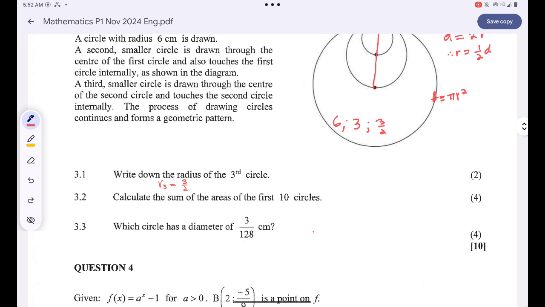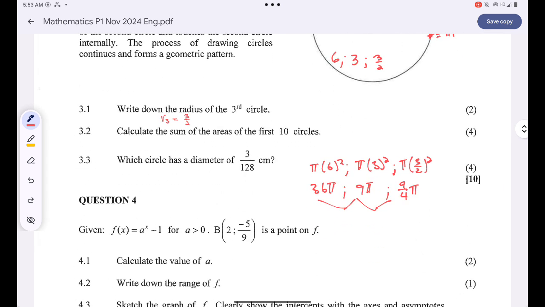For circle number 1, that's pi times 6 squared. Circle number 2, that's pi times 3 squared. Number 3, pi times 3 over 2 squared. And then that's just 36 pi, 9 pi, and then 9 over 4 pi. I can simply find the common ratio over here. What is 9 divided by 36? Let me check. 9 divided by 36 is 1 over 4.